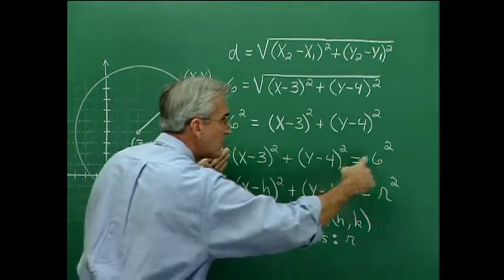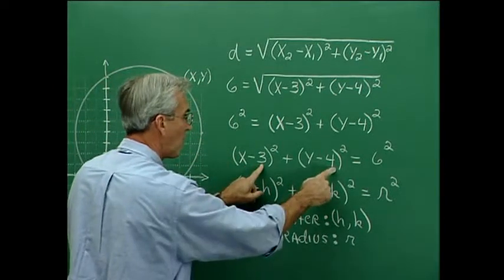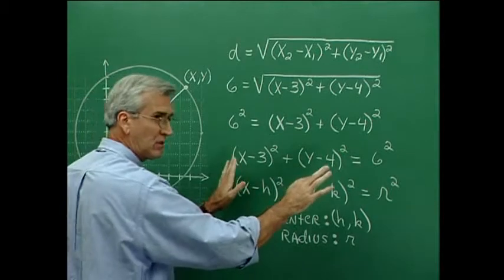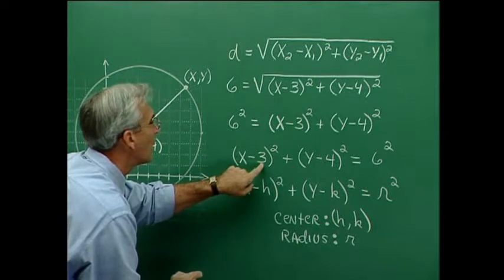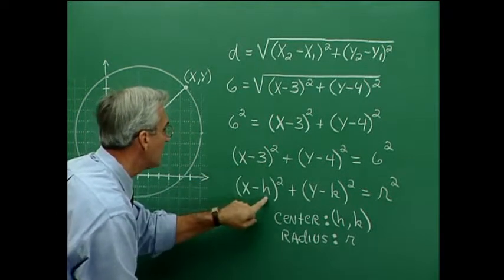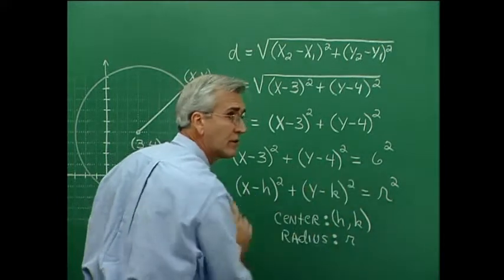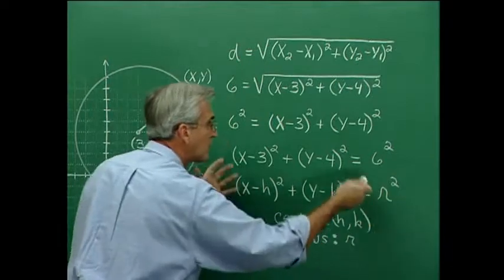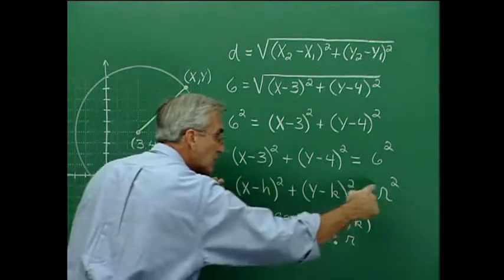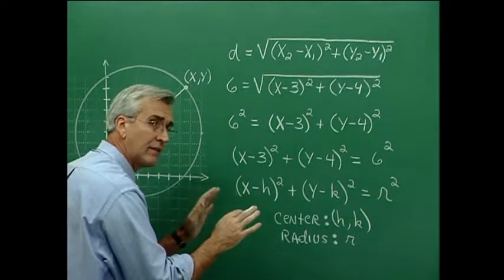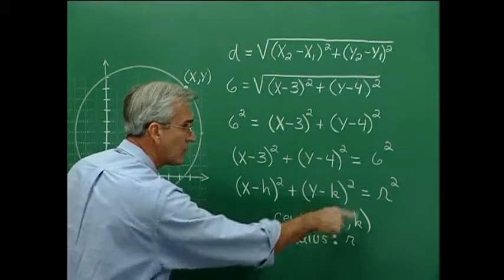We can generalize this situation like this. Let's just let letters stand in for 3 and 4. Now, not x and y here. We want some foreign letters like h and k. All right, so I'll let the x component for the center be h, and the y component for the center be k. And we'll let r stand in for the 6. And now we have a generalized version of what we have up here, and if we can see an equation in this form, then we can easily identify the coordinates of the center, and they would be h, k, and the radius would be r.